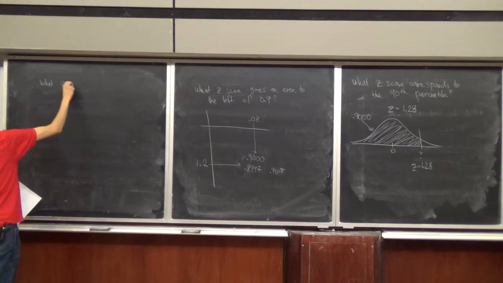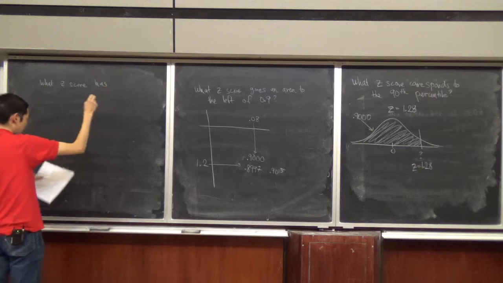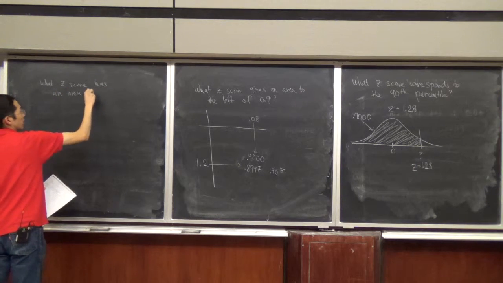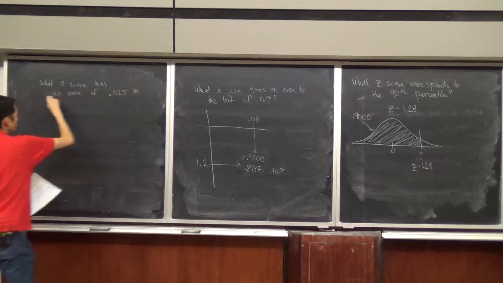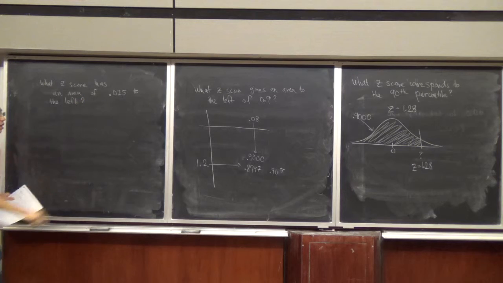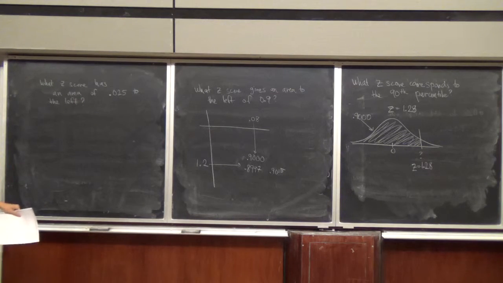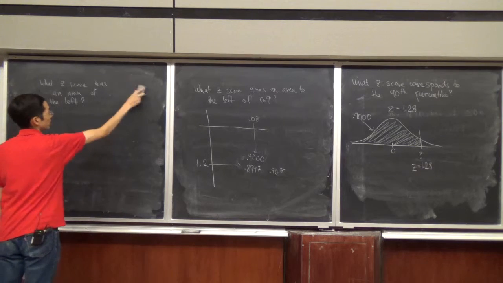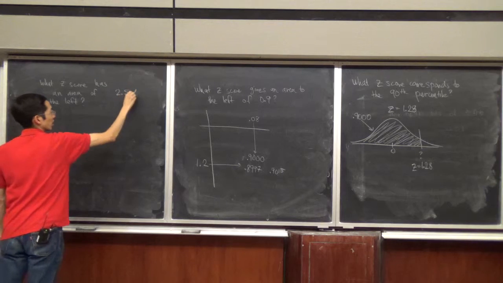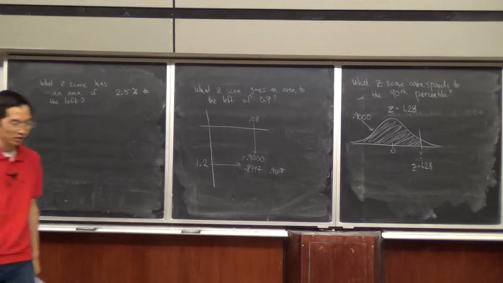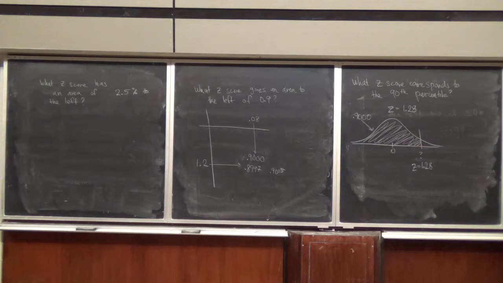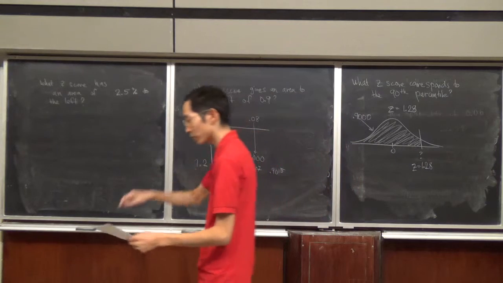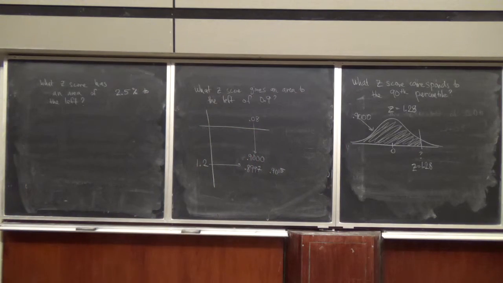What z-score has an area of 0.025 to the left? Or as an area, maybe I'll just write 2.5% to the left. What z-score is an area of 2.5% to the left, or the 2.5 percentile? All right. Do you have a question or an answer? Okay, so I'm just going to give everybody a minute to figure out the answer, or maybe not even a minute, a moment.